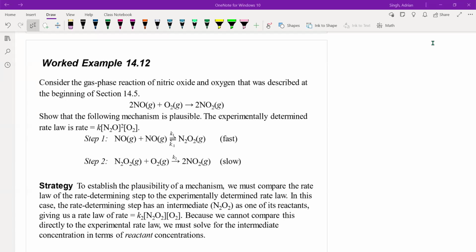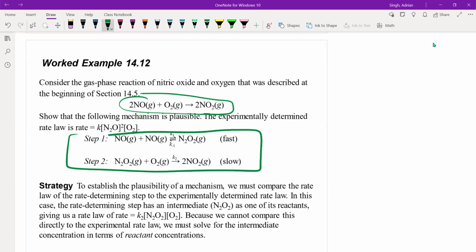Okay, so let's take a look at one more example. So we have the gas phase reaction. This reaction we saw previously between nitrogen monoxide or nitric oxide and oxygen to form nitrogen dioxide. And it says show that the following mechanism is plausible. So we have our mechanism down here. First step is fast, second step is slow, and then we're also told that the experimentally determined rate law is this thing. Let me rewrite this up here to the side.